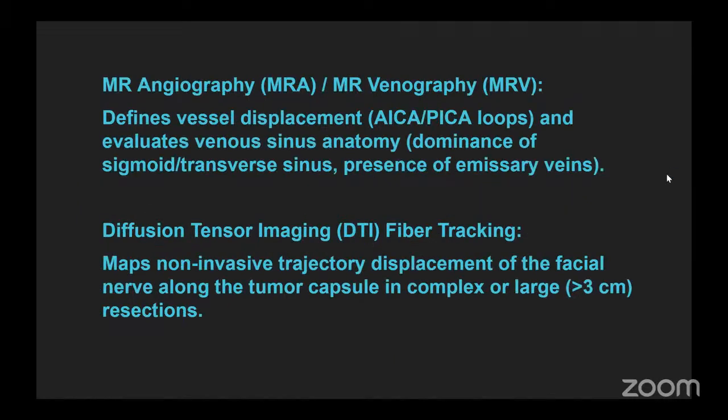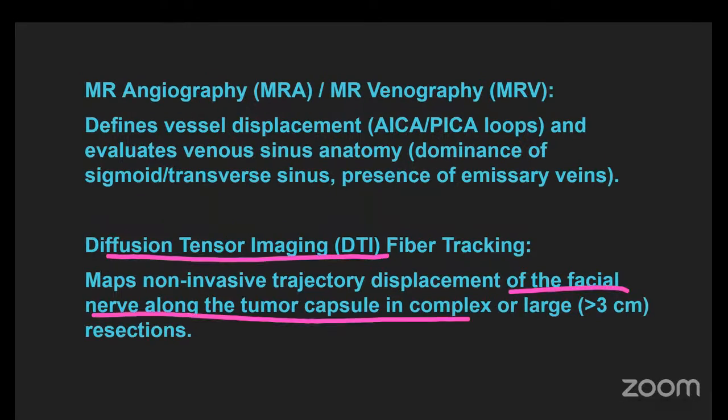And yes, MRA, MRV, why do we need it? We need it because we want to see whether the ICA is following the typical anatomy or there are any variants, whether there is an intrameatal loop which is long. Ideally, we also want the DTI, because we want to track the facial nerve along the tumor capsule. If it's a large tumor, especially more than 3 centimeters, cystic, or the anatomy is atypical, then DTI is going to help you track the facial nerve before even touching the capsule itself.